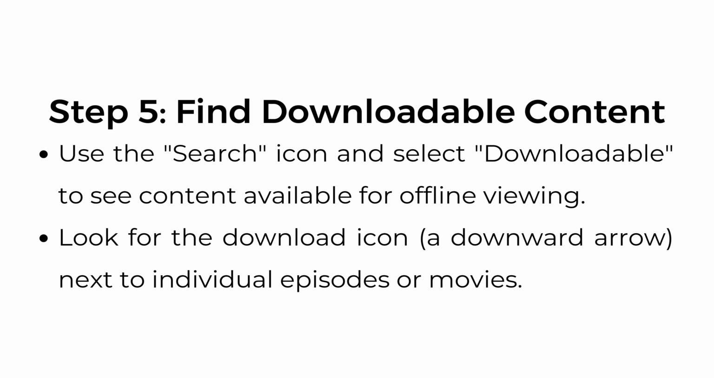Step number 5, find downloadable content. Use the search icon and select Downloadable to see content available for offline viewing. Look for the download icon, a downward arrow, next to individual episodes or movies.